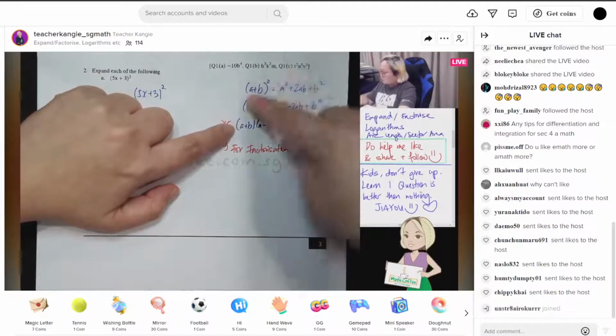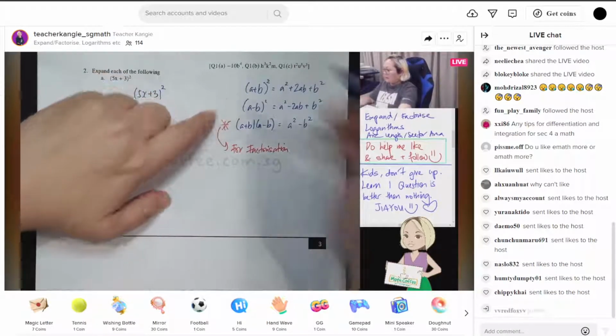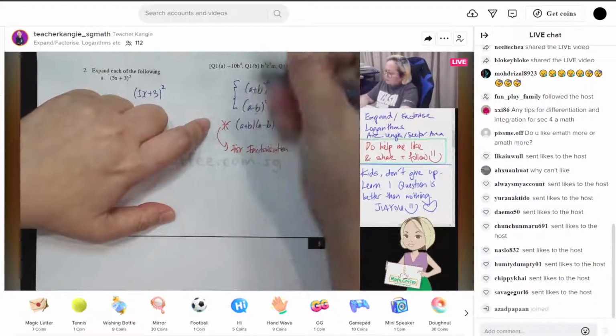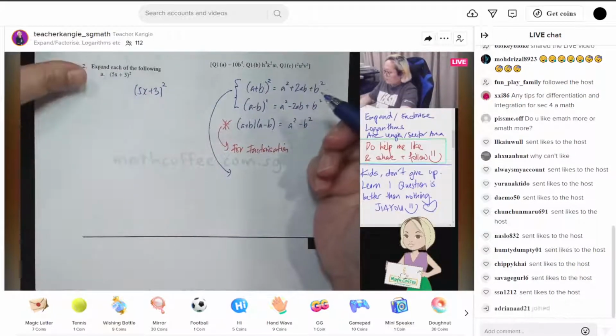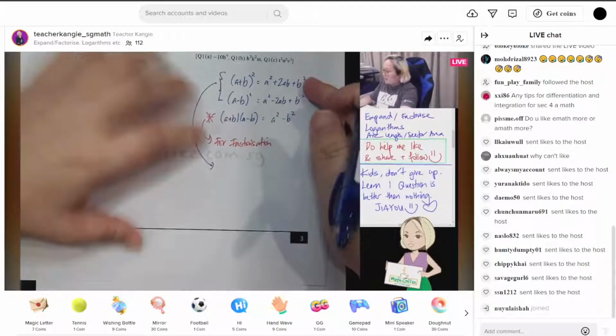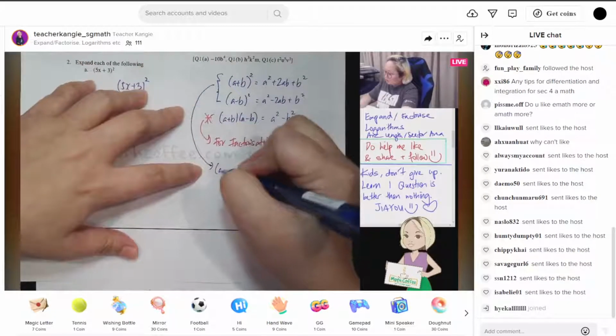Okay, so take note, for the first two identities, if let's say you cannot remember the formula, of course these two you must remember, but let's say you really cannot remember, you can just do the normal rainbow.